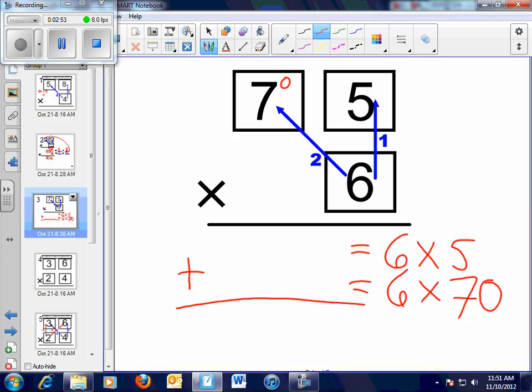So 6 times 5 is 30. And 6 times 70, once again, the 0, we kind of ignore it for a second, we cover it up. 6 times 7 is 42, and we covered 1 zero, so we bring back that 1 zero. We add them up, we get a 0, a 5, and a 4. 75 times 6 is 450.